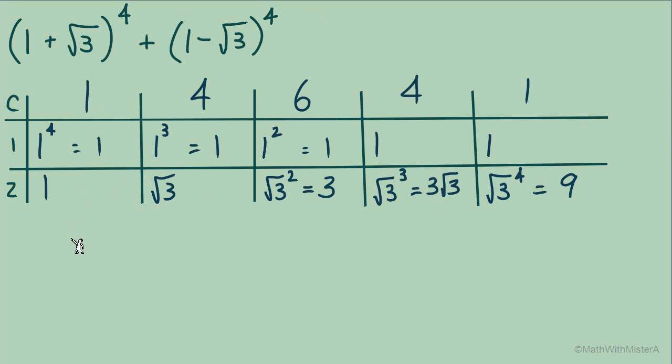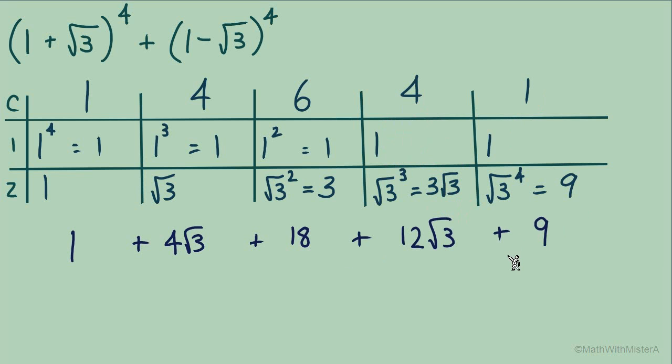The first one, 1 times 1 times 1 equals 1. Next, 4 times 1 times radical 3. That's a positive 4 radical 3. Next, 6 times 1 times 3 is 18. 4 times 1 times 3 radical 3. We can multiply the 4 times this 3 outside the radical, but there are no other radicals to multiply to this 3 inside the radical. So we're looking at a 12 radical 3. And lastly, 1 times 1 times 9 equals 9.